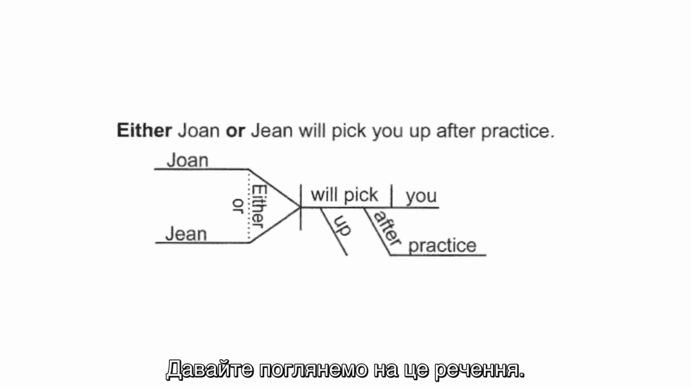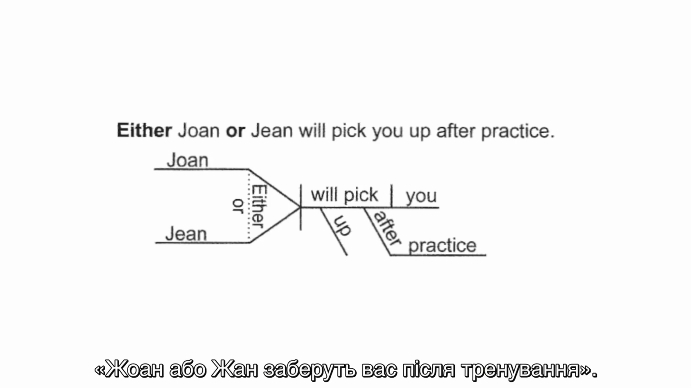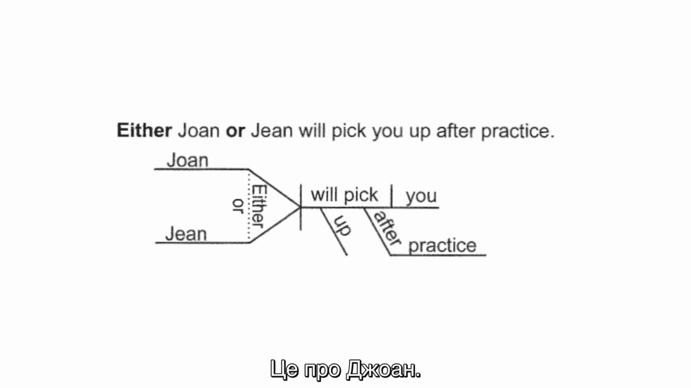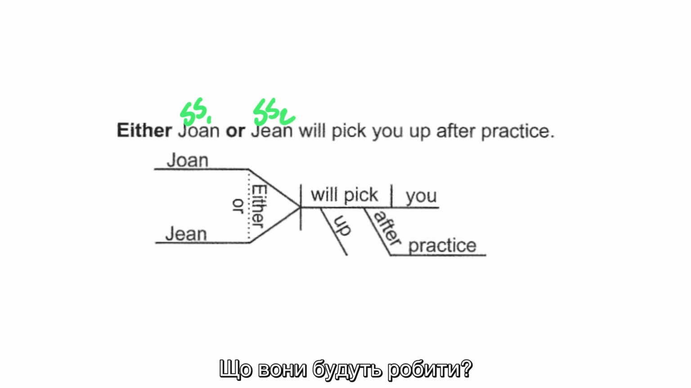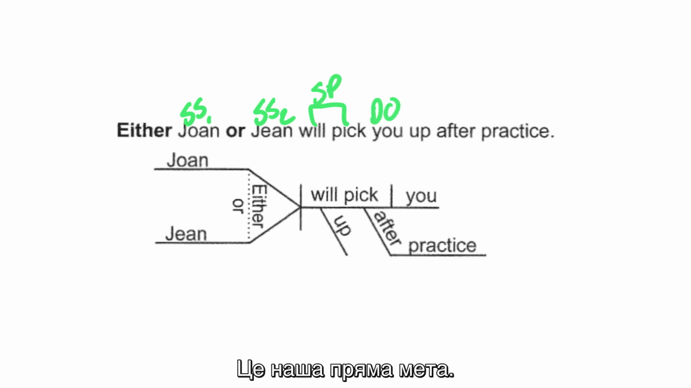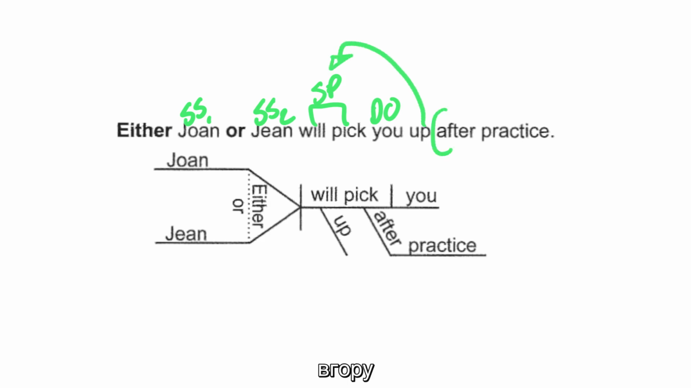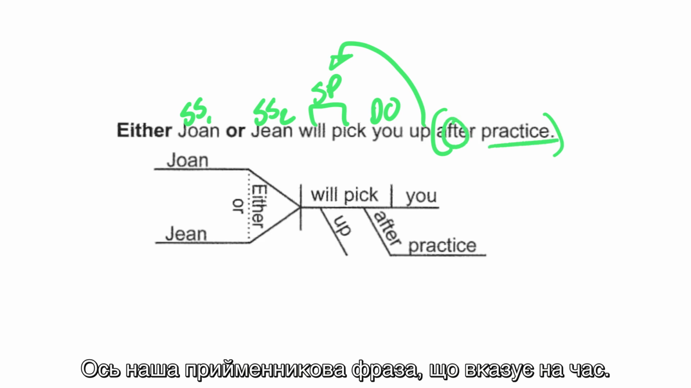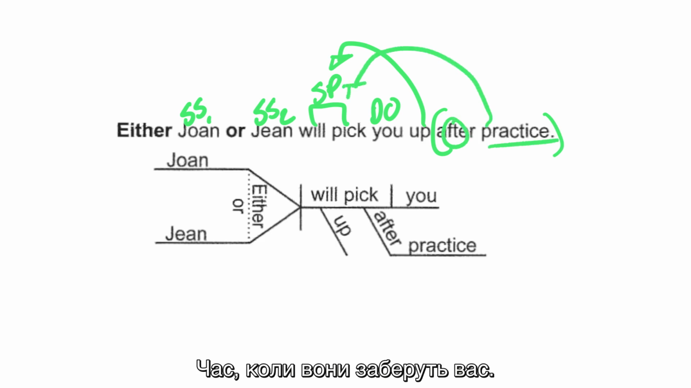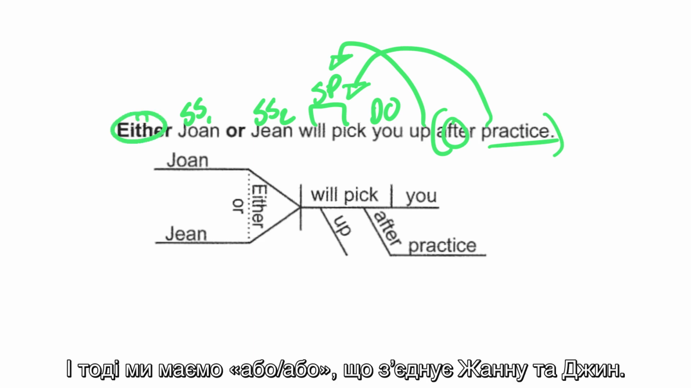Let's take a look at this sentence. Either Joan or Jean will pick you up after practice. Who or what is this about? It's about Joan. It's also about Jean. What will they do? They will pick. What will they pick? They will pick you. That's our direct object. How will they pick you? Up. Here's our prepositional phrase indicating a time. A time they will pick you up. And then we have either/or connecting Joan and Jean.